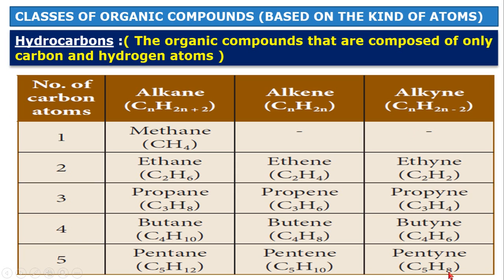The name is pentyne. So, the simplest alkane is methane. The simplest alkene is ethene or ethylene. The simplest alkyne is ethyne or acetylene.